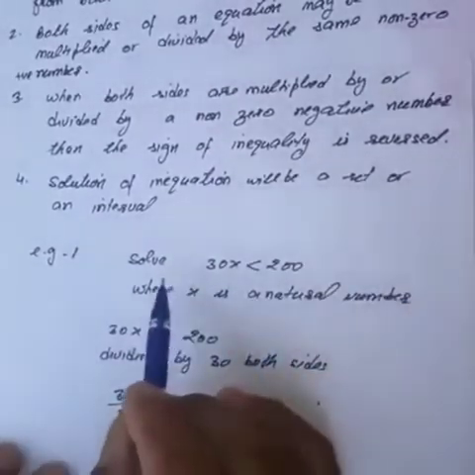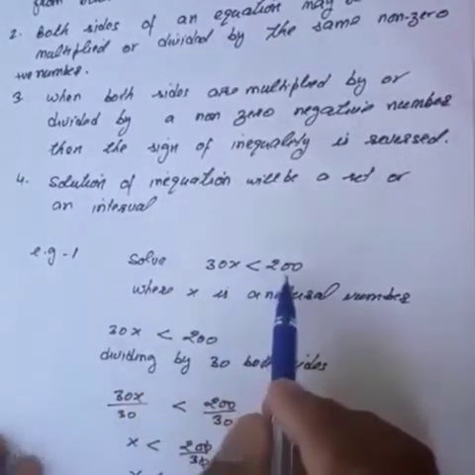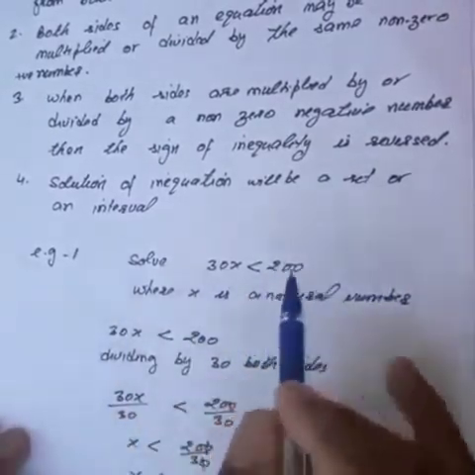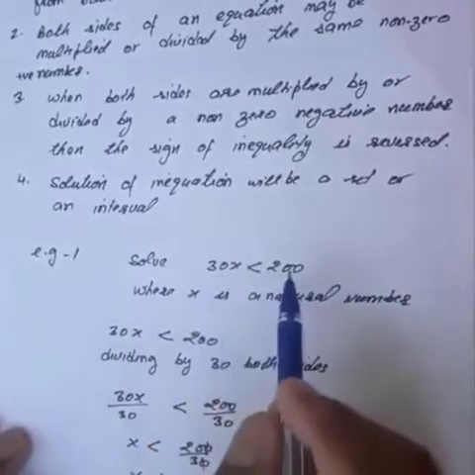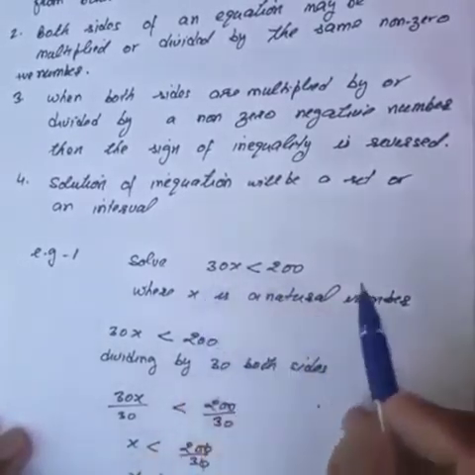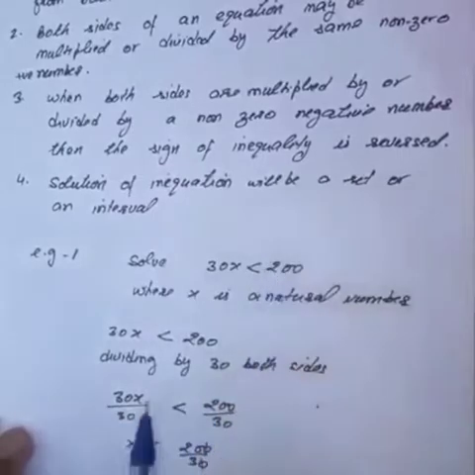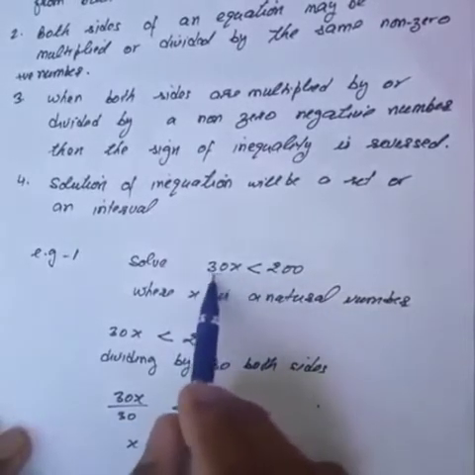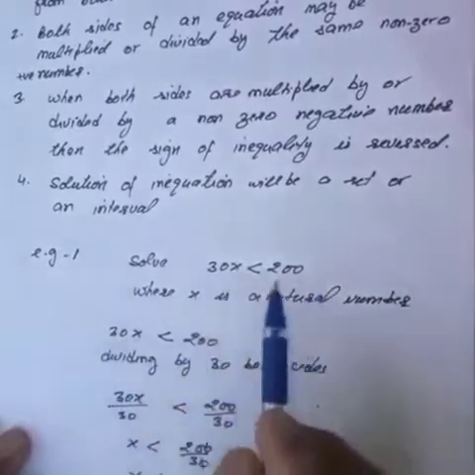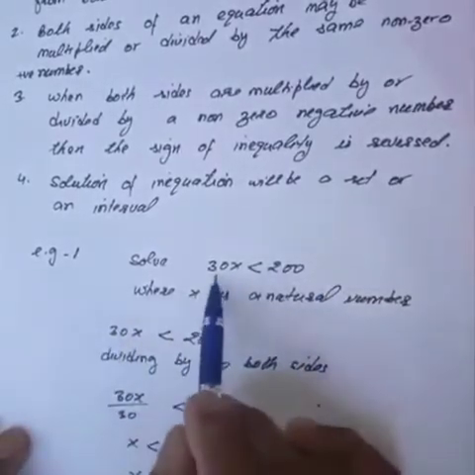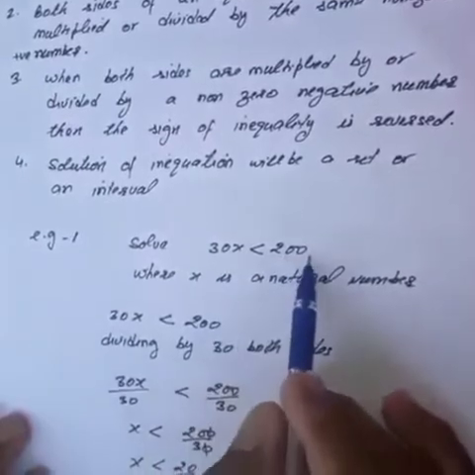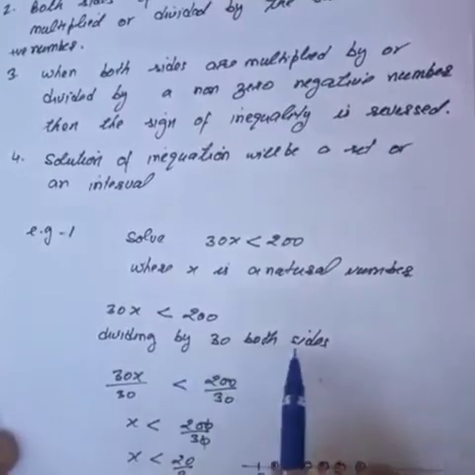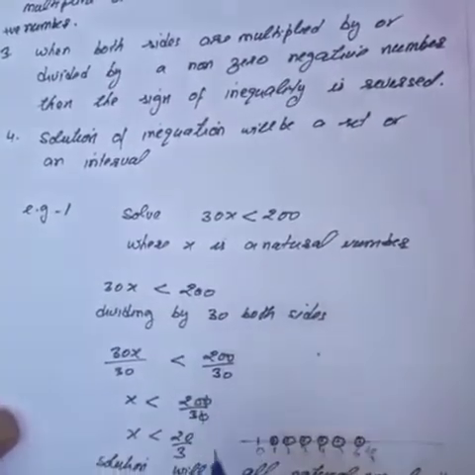Now for example, 30x is less than 200. We cannot solve these inequalities like the equations we solved in the previous classes. These are not equations, so we cannot shift 30 to the other side. To solve we have to divide, because we want the possible values of x. So we divide both sides by 30.